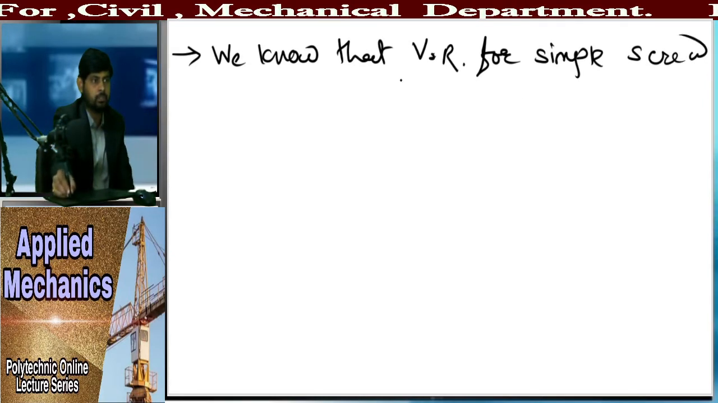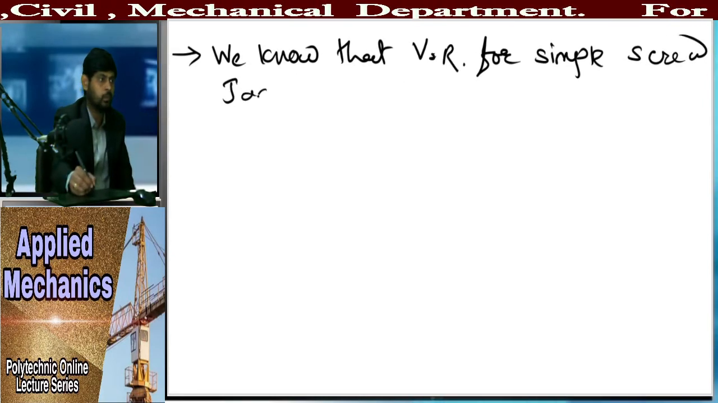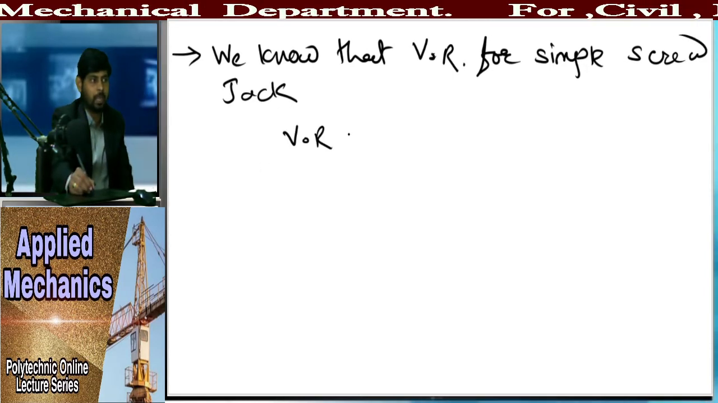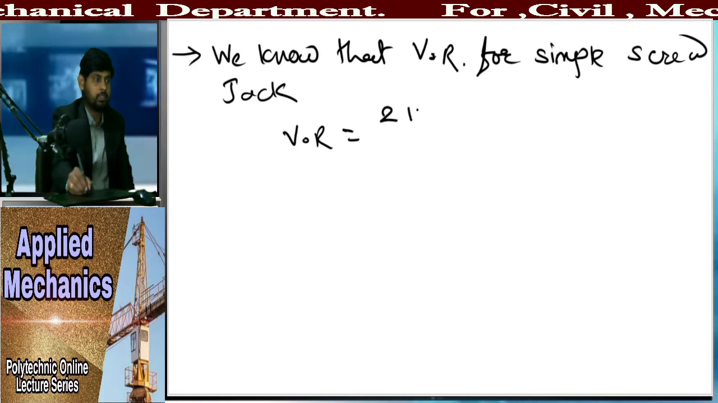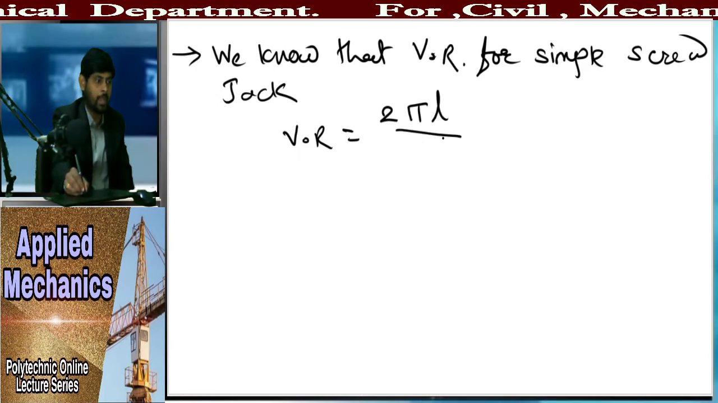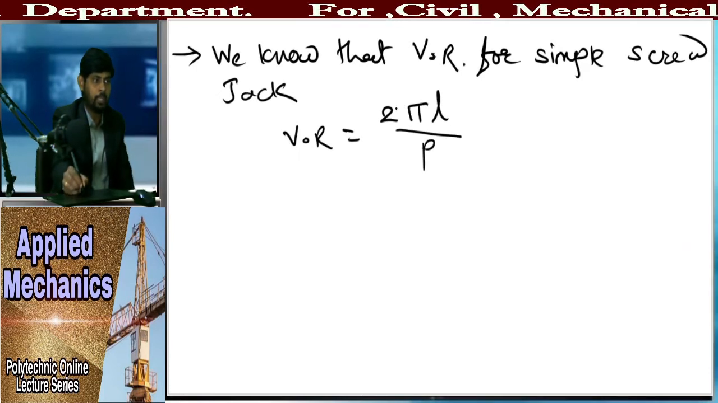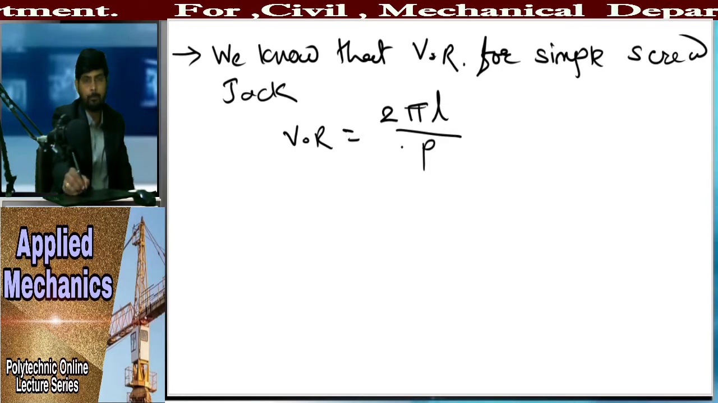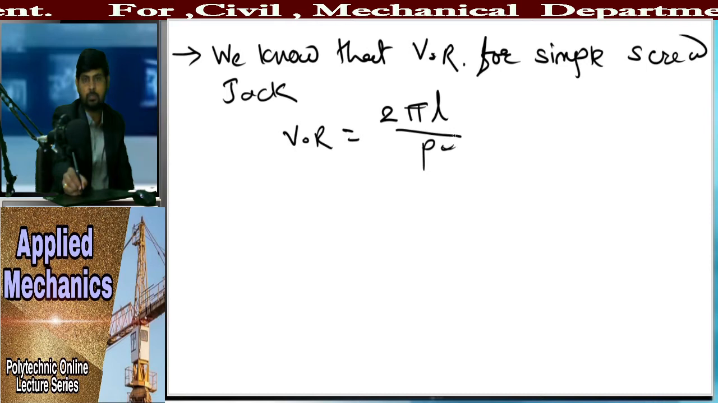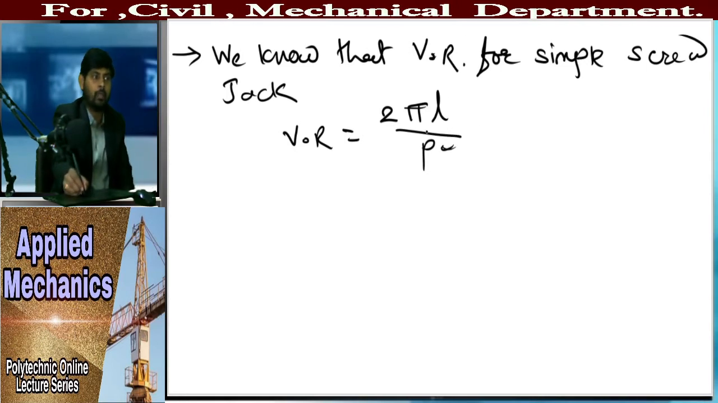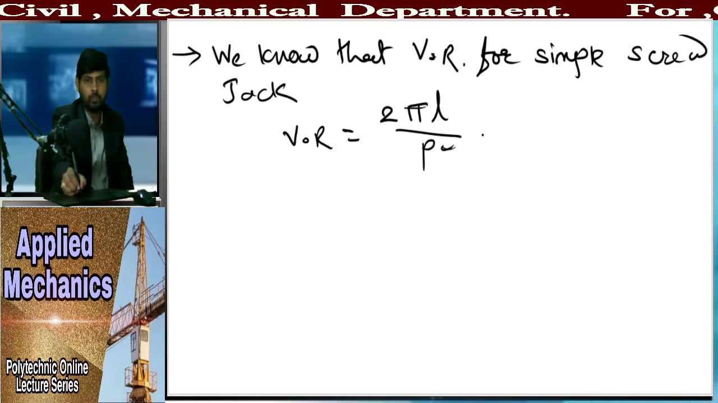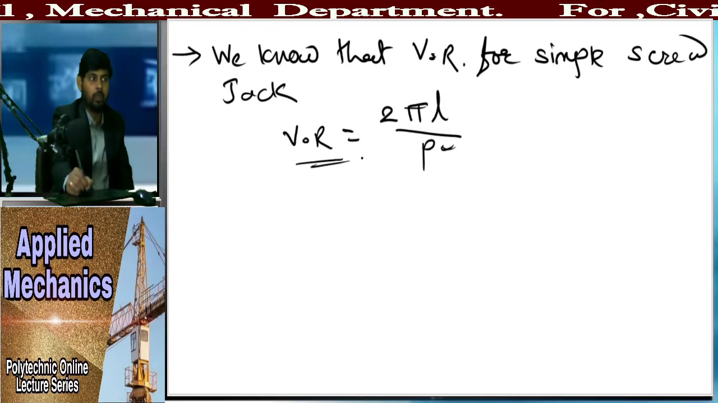Simple screw jack. So what is the velocity ratio for a simple screw jack? That is nothing but VR is equal to 2 pi L divided by P. We know the value of L and we know the value of P. P is nothing but the pitch here, right? So put all these values in this equation and you will get the value of velocity ratio.